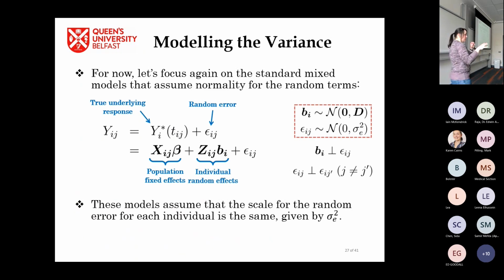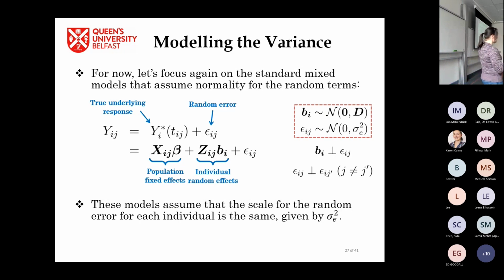Everything I've talked about so far has focused on modelling the mean, so modelling the location. What I'm going to talk about going forward is changing that to modelling the variance. We're going to revert back to the standard mixed effects model that we looked at at the start, ignoring for the moment E outliers and B outliers, and focus on the variance that we're assuming within this model.